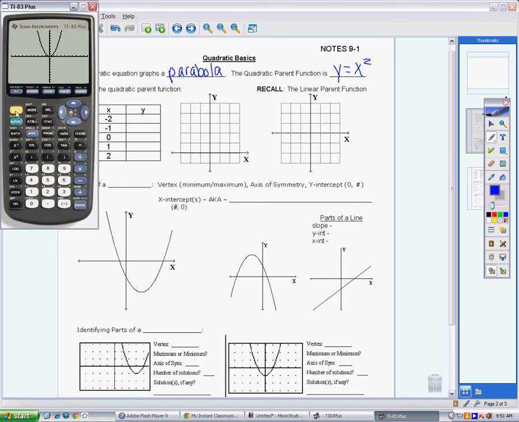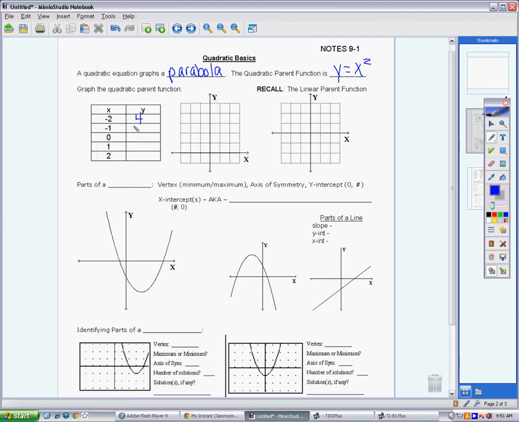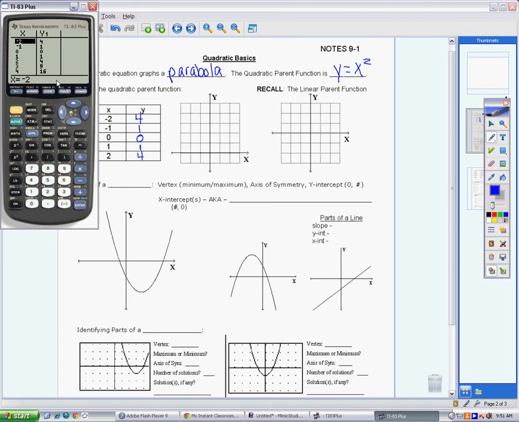If I want to fill in the table, I'm going to go second graph. Mine starts at -2, so I'm going to bring it up to -2, and I can see my y is 4, -1 is 1, 0 is 0, and then it starts repeating back up to 4. If I go back to my graph, there's the 4, 1, 0, 1, 4. That's the symmetry of it.